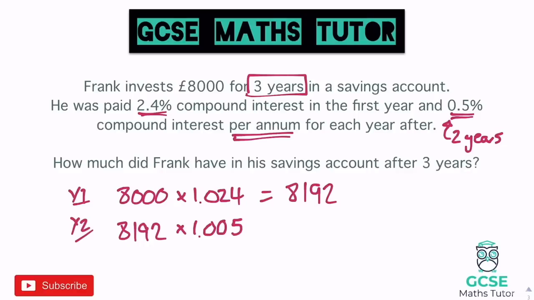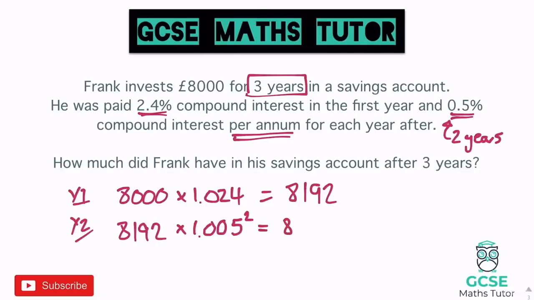Now it's 2 years at that rate, so that one there we are going to put a power of 2 to make sure we get the 2 years there, and we'll see what we get. So 8,192 multiplied by 1.005 to the power of 2. And that gives us our result here.